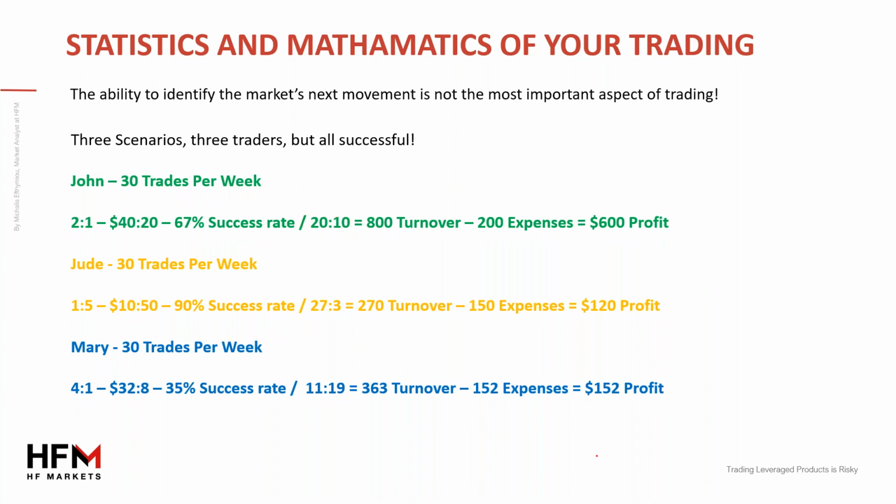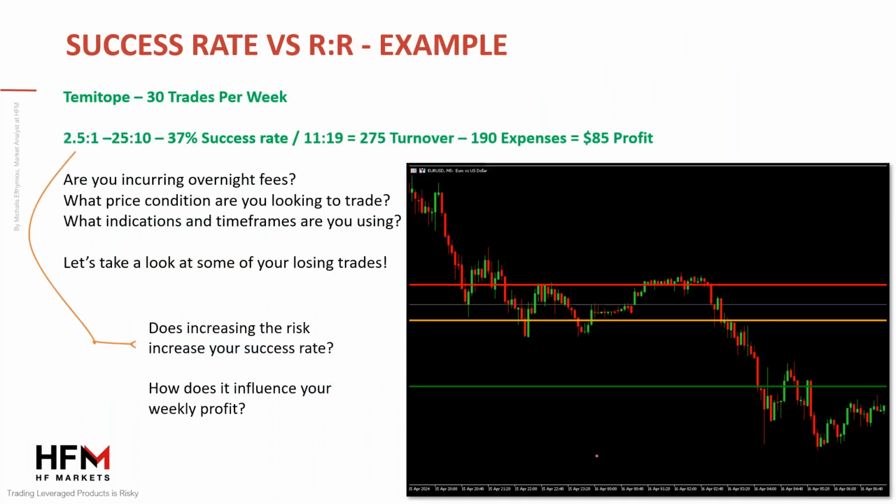Okay, this is what you need to do in order to improve as a trader and improve your trading plan. So let's look at another example. We've got Timmy Topper here, 30 trades per week. He's got a reward to risk ratio of 2.5 to 1. So he's looking to earn 25. He's risking 10. He's got a success rate of 37. So from his 30 trades, he's opening and closing 11 trades in a profit, 19 trades in a loss.